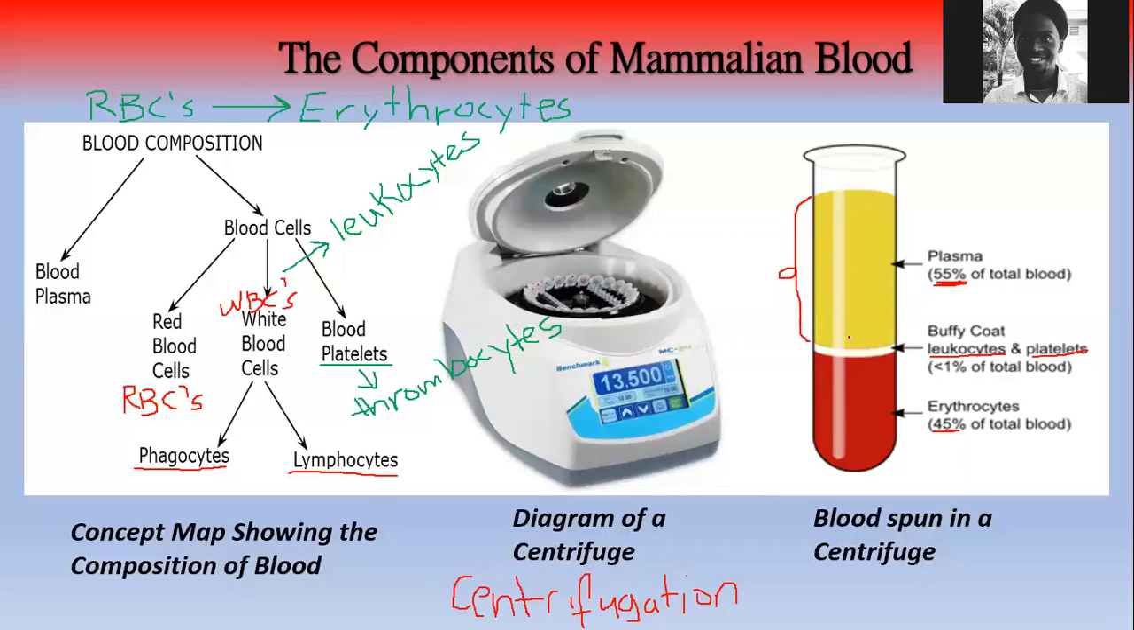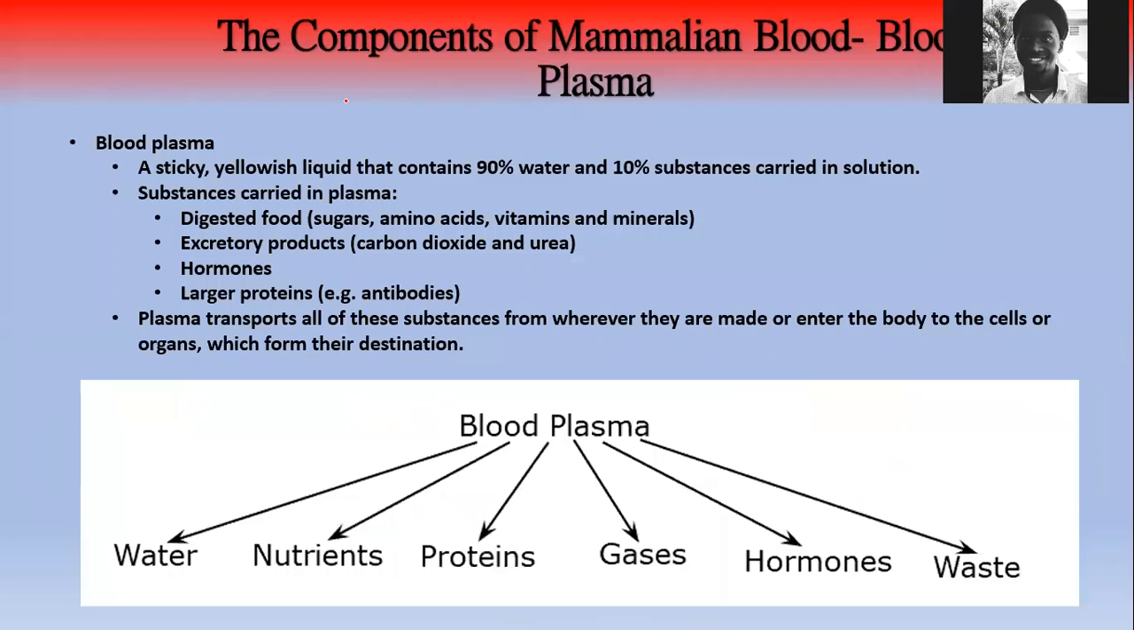As you see, yellow, white, red, that is what blood would look like after being placed in a centrifuge, or after centrifugation. So that is how we separate the components of blood. Good. So let's look at blood plasma.